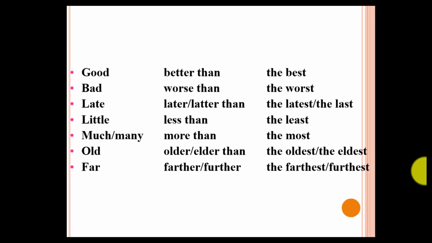So we call these irregular adjectives because they don't abide by the rule and they are exceptions, and the only thing that you have to do is to memorize them.